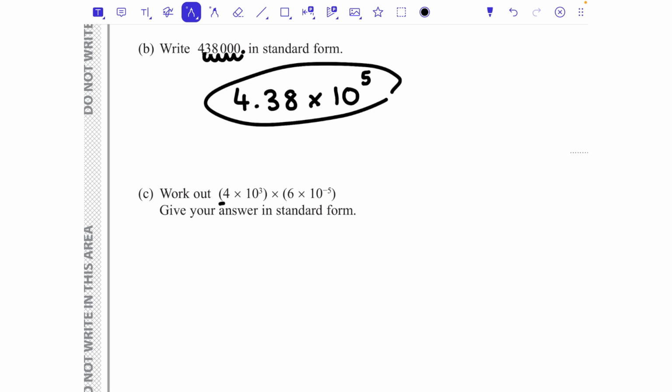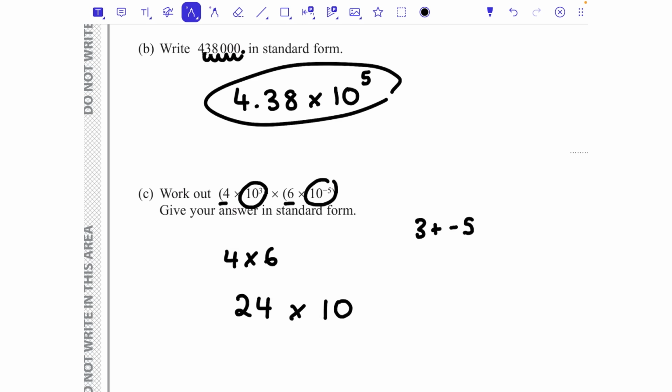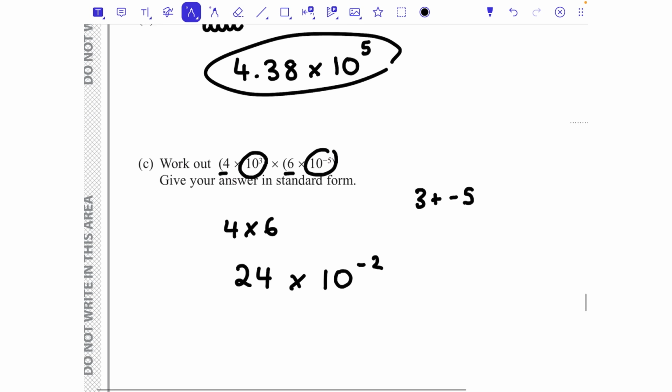Now, we can change the order of this, and we can do 4 times 6 first. 4 times 6 is 24. And then when we times with indices, we add the powers. So this is times 10 to the power of 3 add minus 5. And 3 add minus 5 is the same as 3 take away 5, and that is minus 2. So this is 24 times 10 to the power of minus 2.